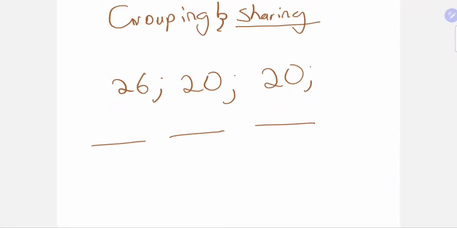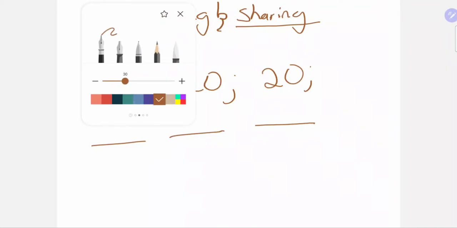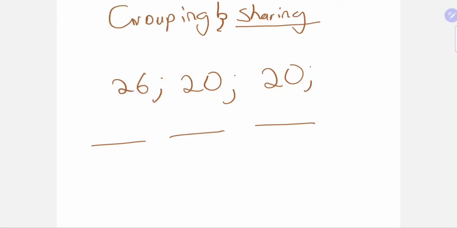Now, how would you represent that? Let's add a bit of color here, right? Let's get some blue going on. Now, how would you write this down? You would then go under 26 and say 26 minus 4 in brackets. Why? Because you're going to minus 2 from 26 and add it to the first 20, and then minus 2 from 26 and add it to the second 20. So in total, you will be minusing 4, right? 26 minus 4.